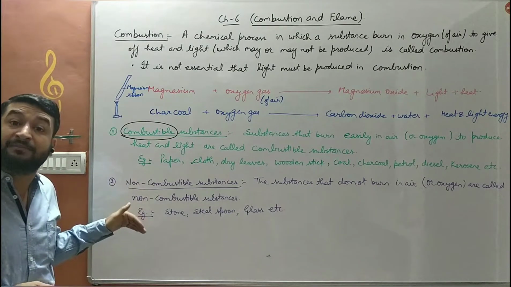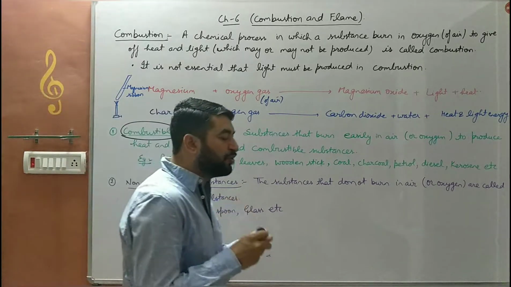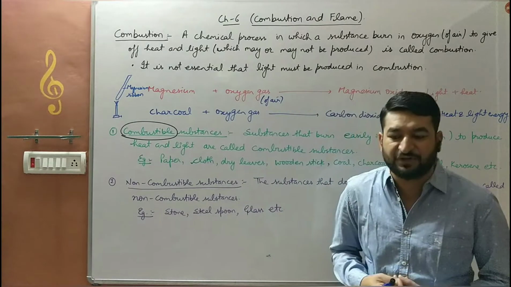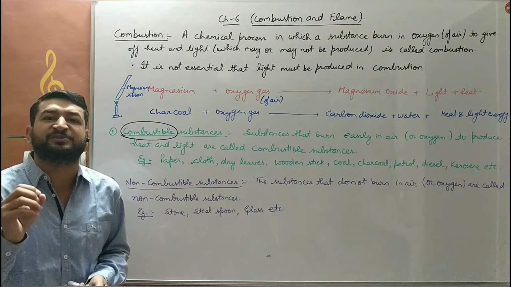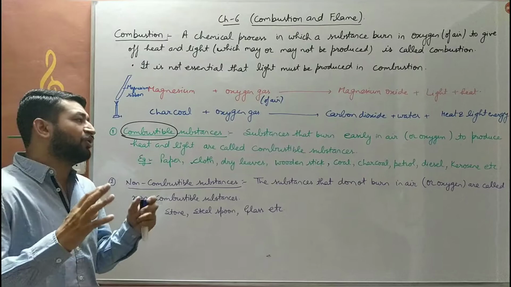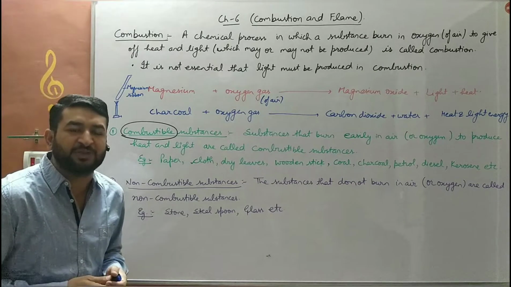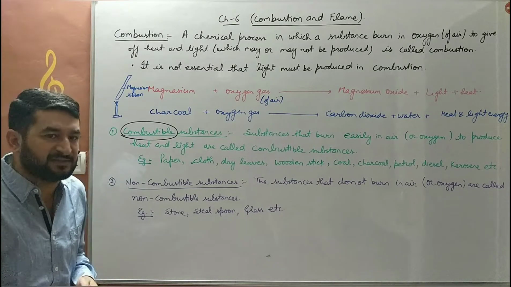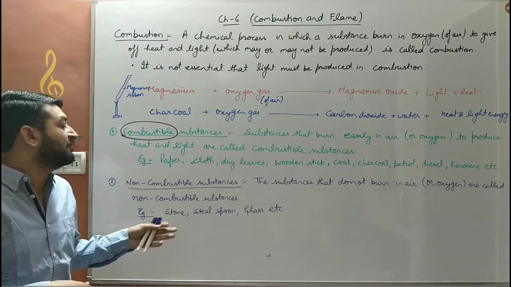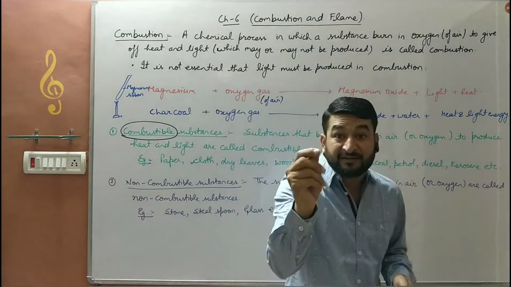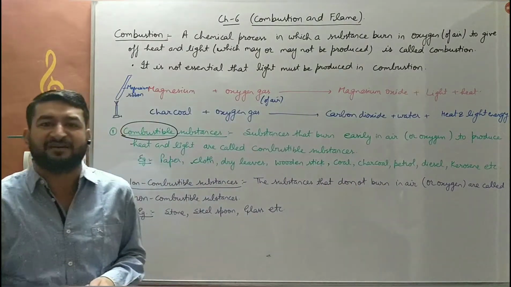And the exact opposite to them are non-combustible substances. The substances that do not burn with oxygen, that do not react with oxygen of air to produce heat and light energy are known as non-combustible substances. वो substances बच्चे जो oxygen of air से react नहीं करते और कोई heat और light energy produce नहीं होती, those are referred to as non-combustible substances. The examples are stone, steel spoon, iron. They are non-combustible, बच्चे. Glass, concrete, wooden bricks, soil, they are non-combustible. They do not catch fire easily.